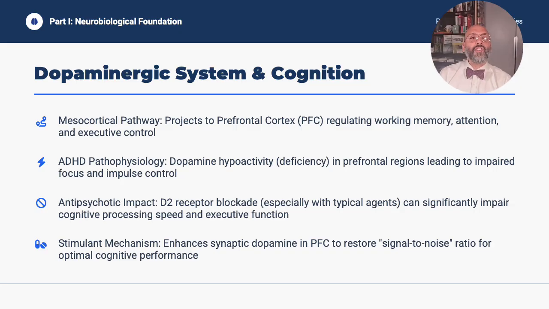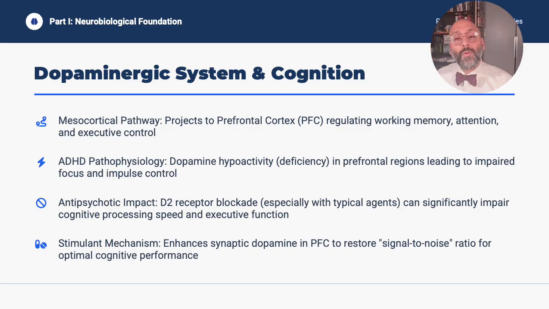All right, let's now shift from glutamate to dopamine. But notice we're still talking about the same problem, signal versus noise. The mesocortical dopamine pathway projects from the midbrain into the prefrontal cortex. And in this pathway, this is the central method of working memory and sustained attention and executive control. And dopamine here is not about pleasure or reward, that's mesolimbic dopamine. This is about cognitive efficiency.